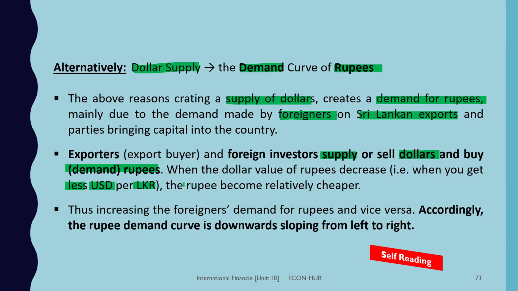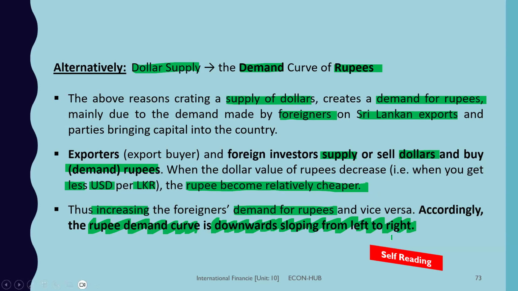Now, it means the rupee has become relatively cheap. Rupee has become cheap. So now look at the demand side. When something is cheap, what do we do? When something is cheap, we buy more. Yes or no? So the rupee demand curve is downward sloping. Why? Value of the rupee decreases, demand for the rupee increases. Negative relationship. Thus increasing the foreigners' demand for rupees because the rupee is cheaper. Accordingly, the rupee demand curve is downward sloping from left to right.